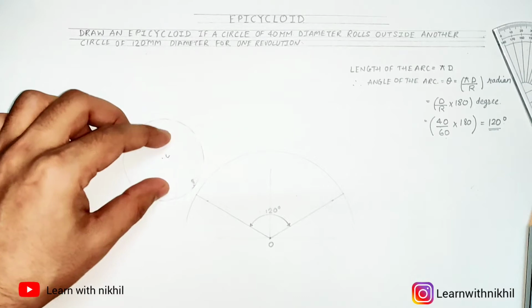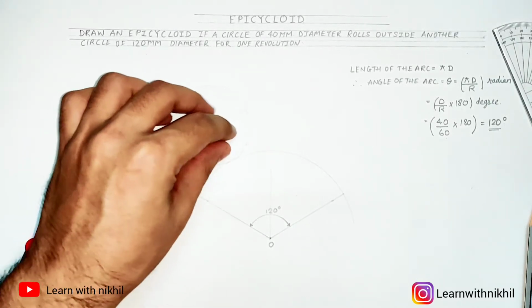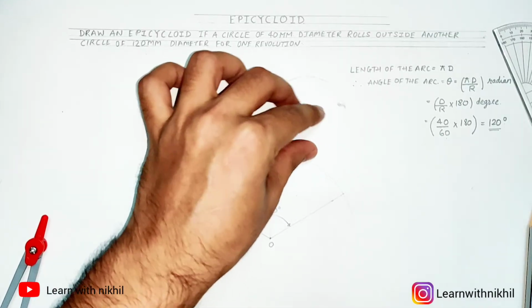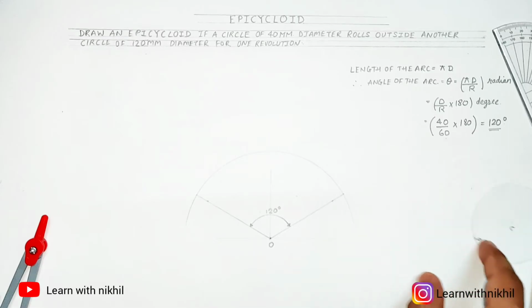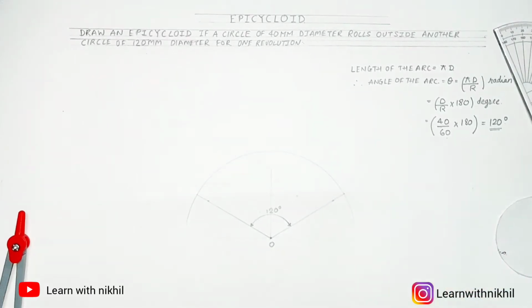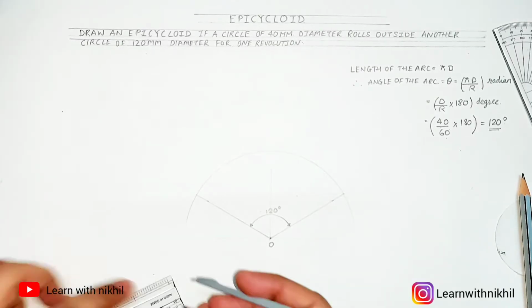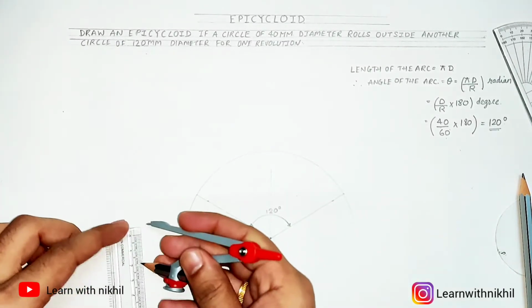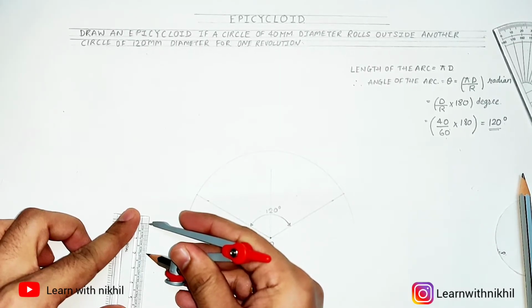Now the circle rotates on this bigger circle. So this point P, see how it rotates and the locus of point P, how the curve will form. So we have to plot that curve of P. Now we have to draw the smaller circle of diameter 40 mm. So I'll take 20 mm as radius.